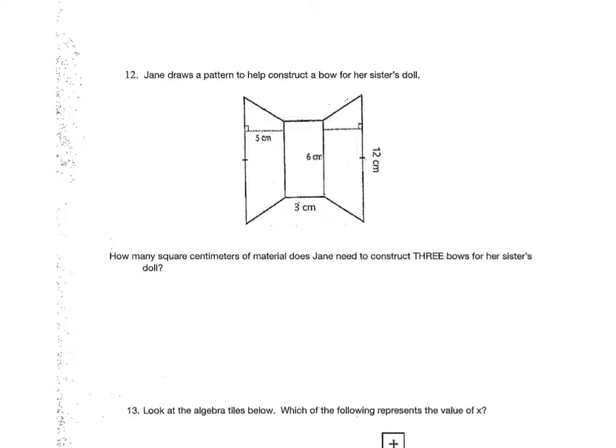All right, number 12. This one's gross. Jane draws a pattern to help her construct a bow for her sister's doll. How many square centimeters of material does Jane need to construct 3 bows? It is extremely important that you know you're talking about 3 of these bows, meaning whatever our final answer is, the whole thing times 3.